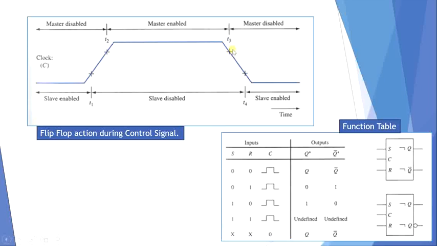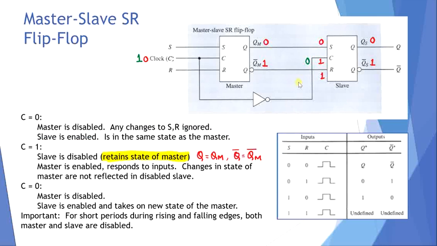Next, at the interval T3, the master will be disabled. You can see here, because this is the falling edge. At T3 the master will be disabled, and at T4 the slave will be enabled. So the output of the master will be passed to the input of the slave, and you can see the change in the output.